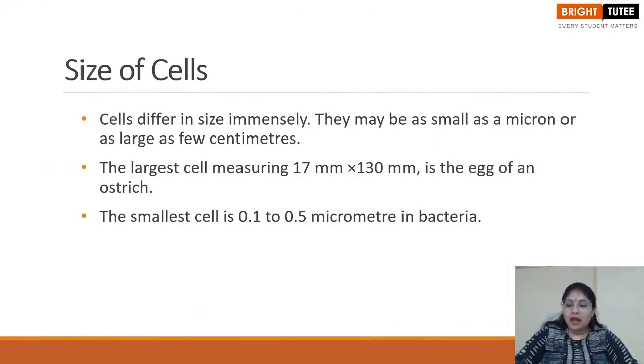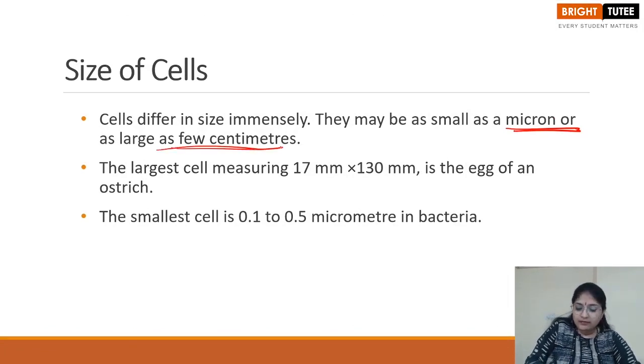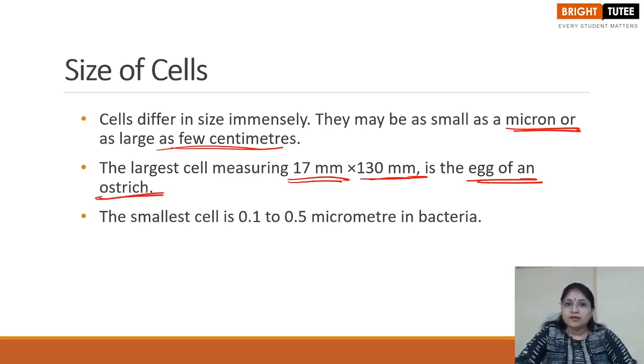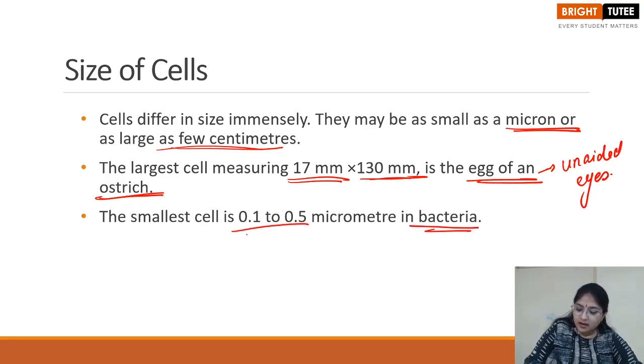So the size of the cell varies a lot. They may be as small as a micron or a micrometer, or as large as a few centimeters, right? The largest cell that we know measures 17 mm into 130 mm, which is the egg of an ostrich. This is the largest cell, which we've already discussed, and it is visible without any microscope, that is with the unaided eye, right? Whereas the smallest cell is 0.1 to 0.5 micrometer, and that is a bacterial cell called mycoplasma, right?